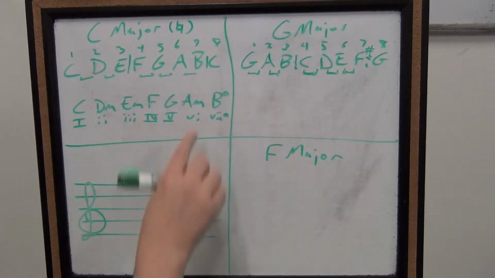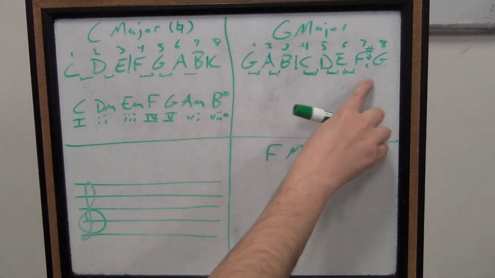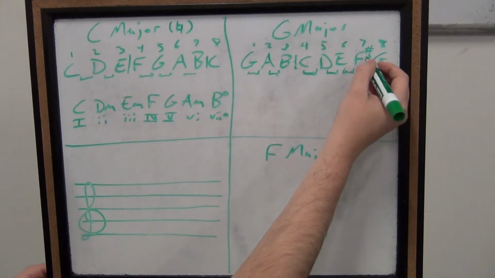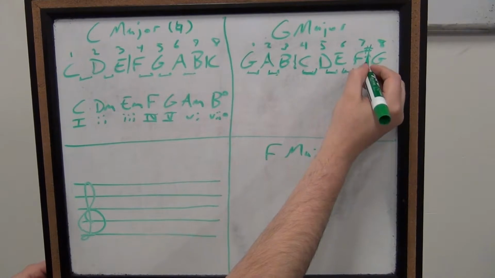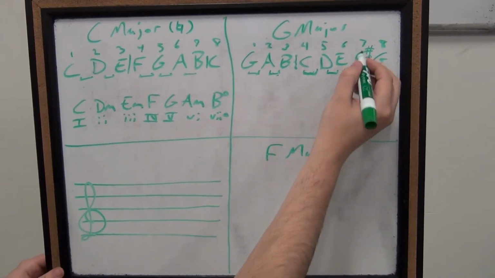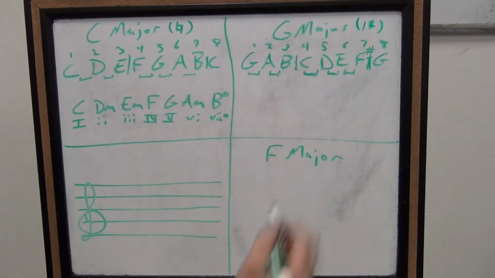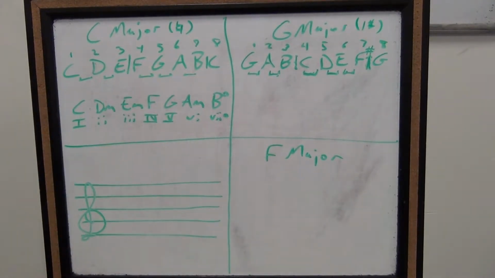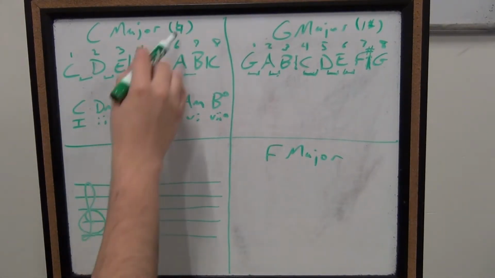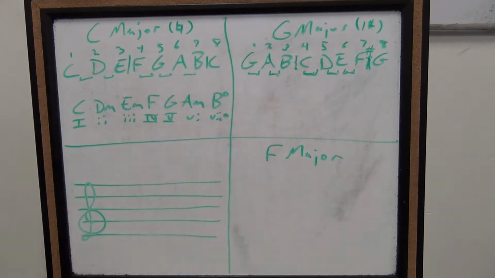And then our last one, 7 to 8, we want a half step. It is a half step because it's F sharp to G, which is right next to G. So that's our half step. So key of G major has 1 sharp, okay? Key of C has no sharps, no flats, it's all natural. Key of G has 1 sharp.